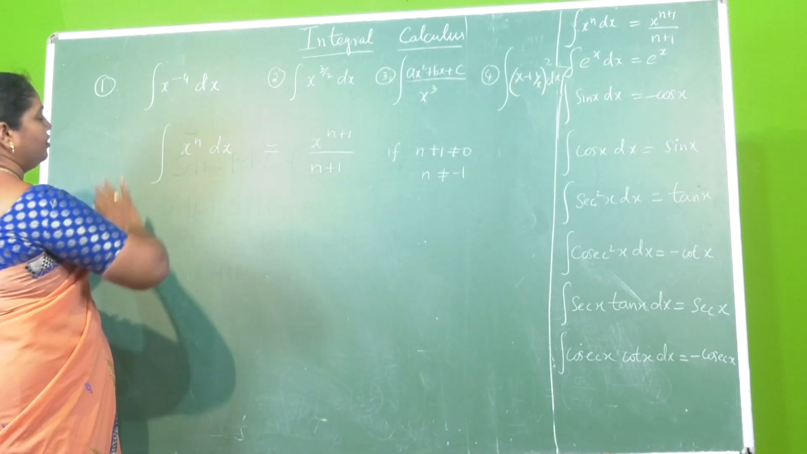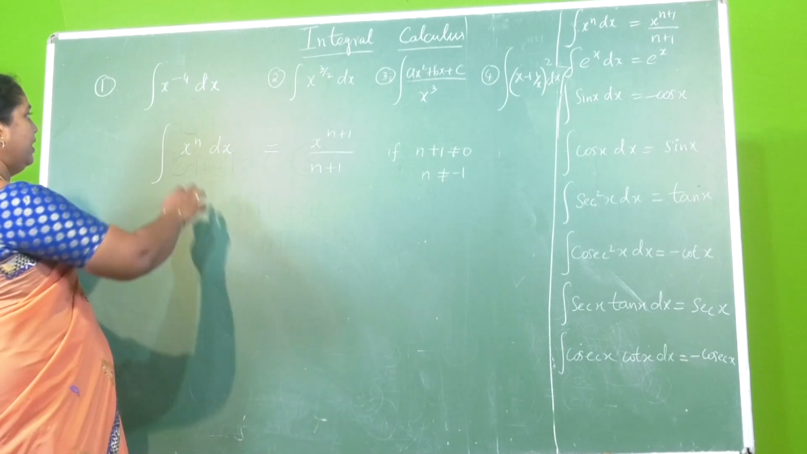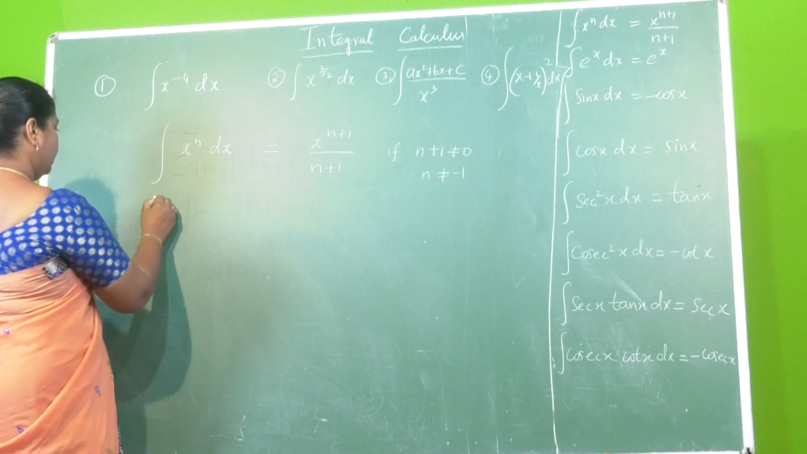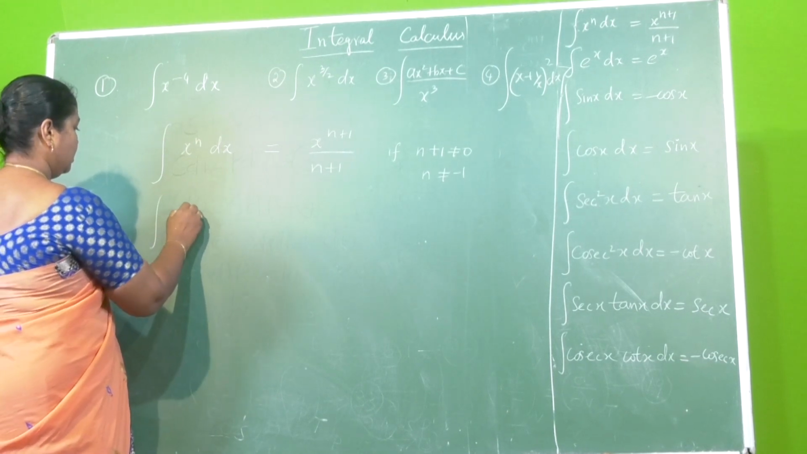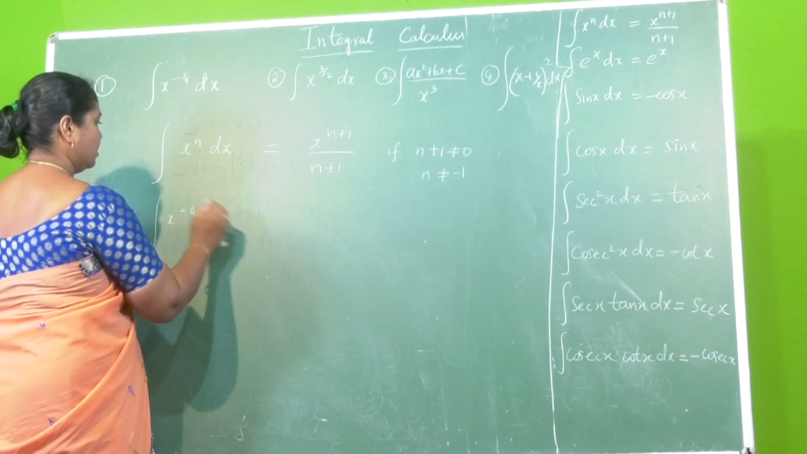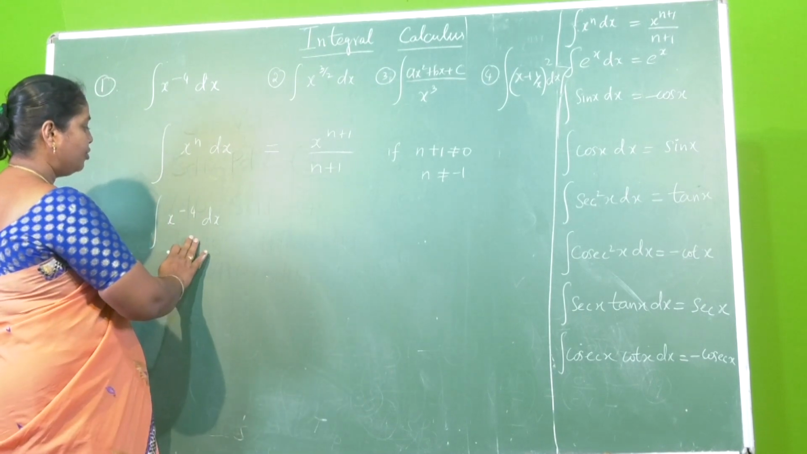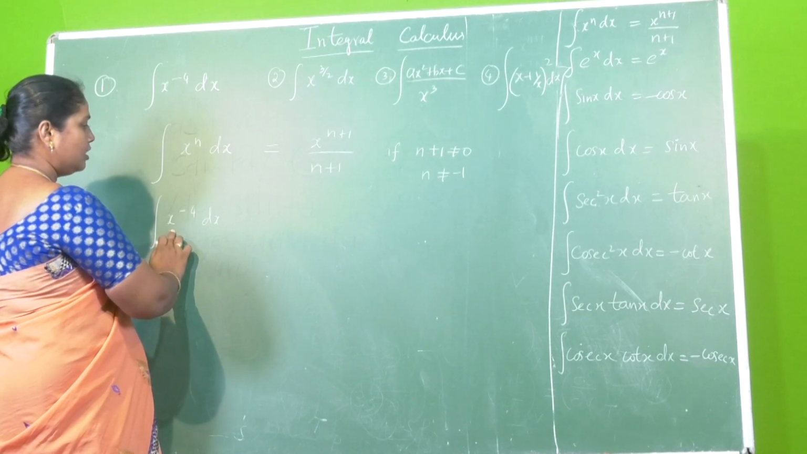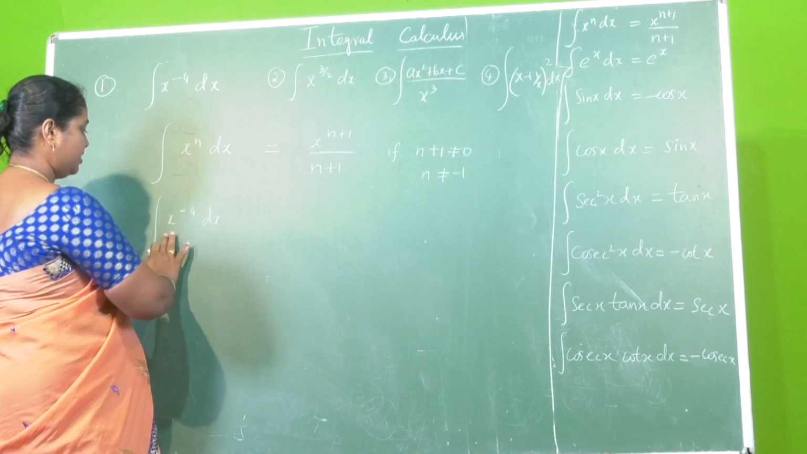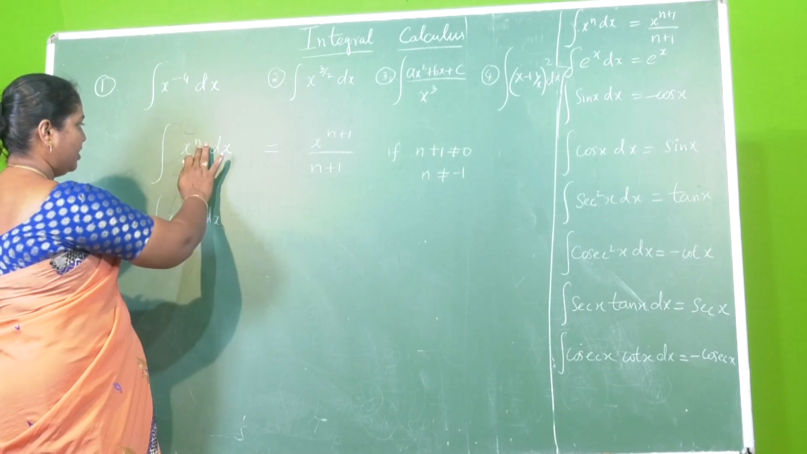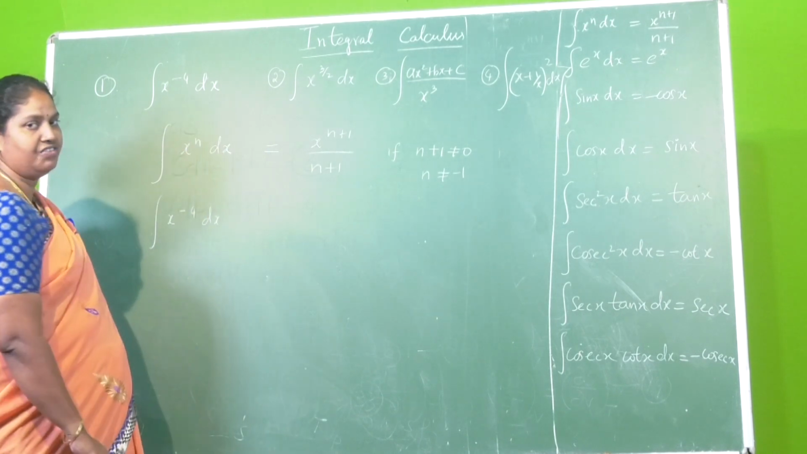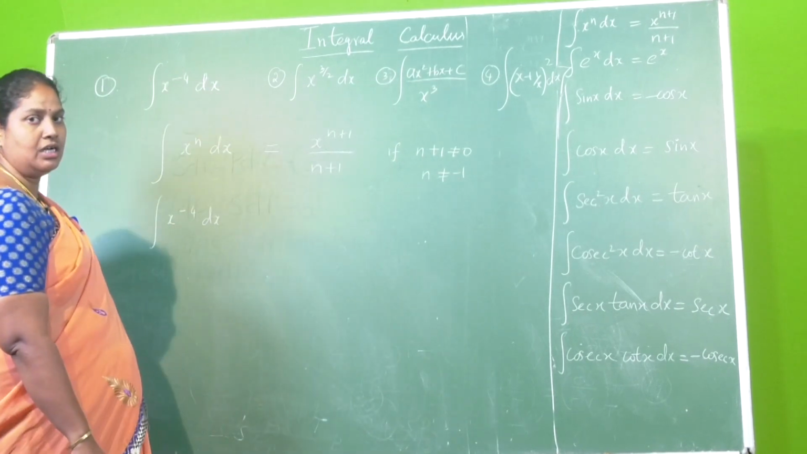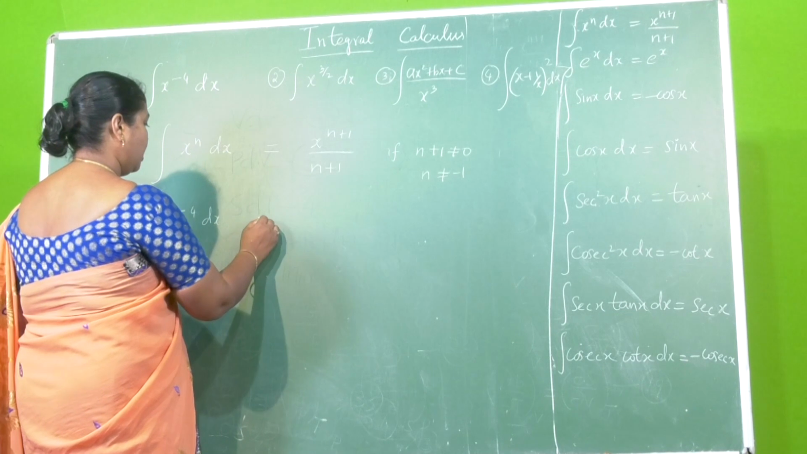Now first we are going to find the integral of x power minus 4 dx. Students, you have to compare these two integrals and you can observe that the expression x is the same. The power in the place of n, now we are given minus 4, which is not equal to minus 1. So we can apply this formula.